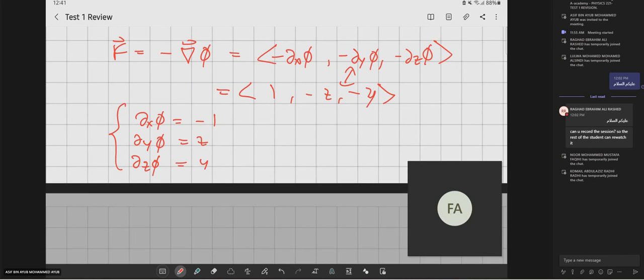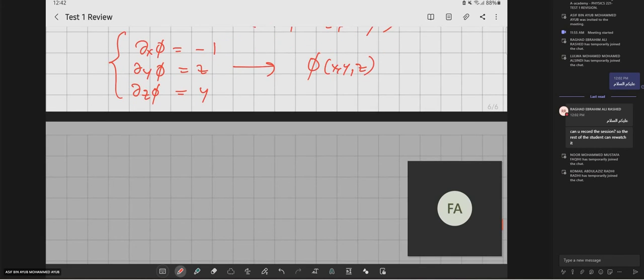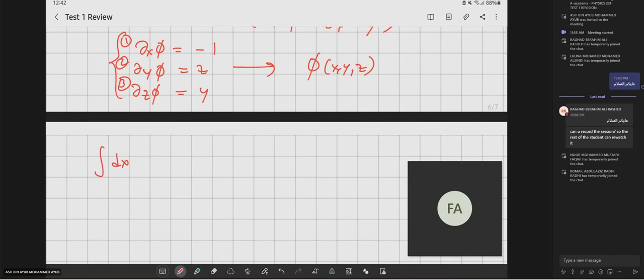So somehow we need to find phi of x, y, z from these conditions. And there are enough conditions, as you'll see. First thing, let's number them 1, 2, and 3. And the first thing that I'll do is take the integral with respect to dx of equation 1. This is what it will give me: the integral of partial x of phi dx will give me the integral of minus 1 dx.